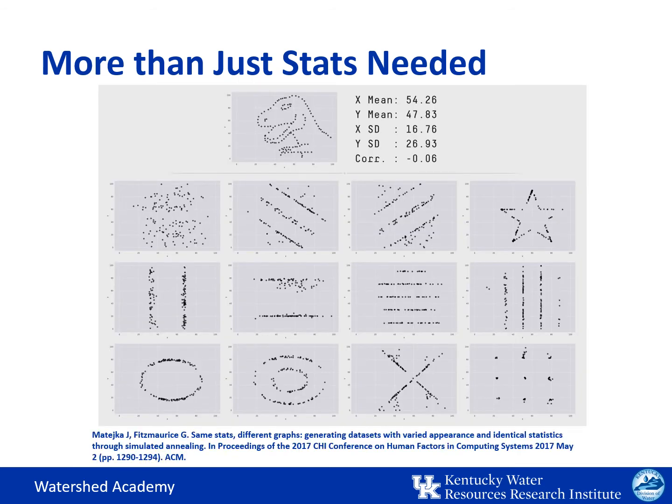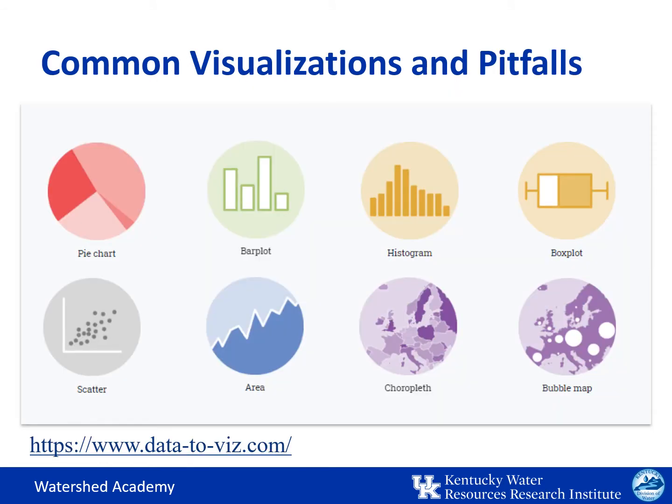All of these images have exactly the same summary statistics. So you can see, telling the story of the data requires more than just statistics. You will need some sort of data visualization. Now, likely your data will not plot out in these manners, but you need to think, what sort of visualization should you use? The website datatoviz.com has some excellent details on how to select the right data visualizations for your particular project. We're going to explore some of the more common visualizations and some of their pitfalls based on this website.